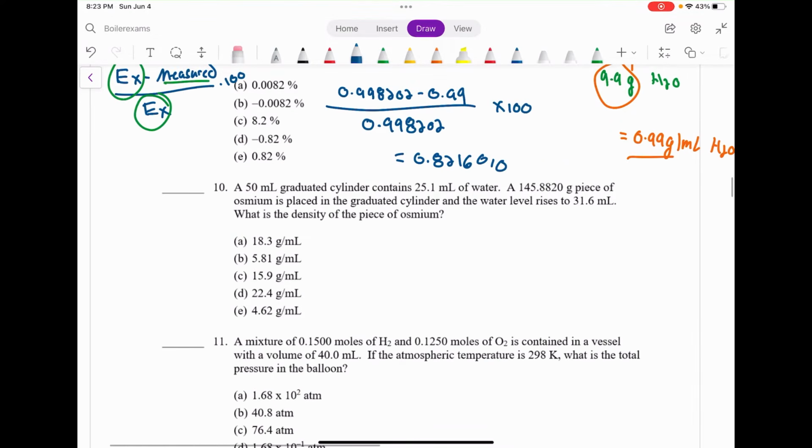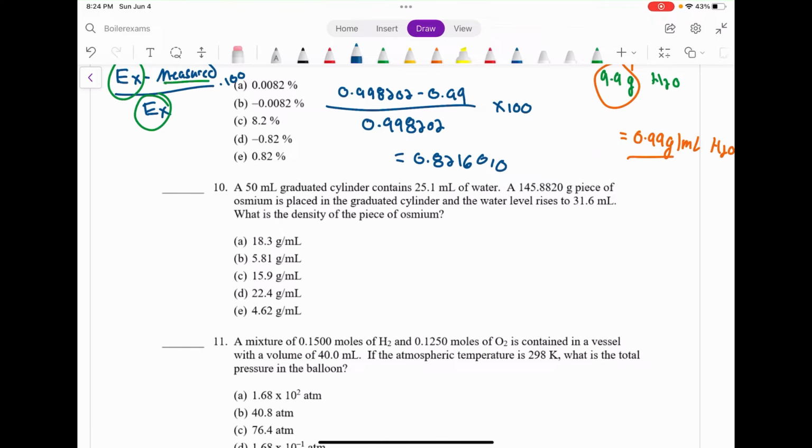Okay, problem 10. A 50 milliliter graduated cylinder contains 25.1 milliliters of water. A 145.8820 gram piece of osmium is placed in the graduated cylinder, and the water level rises to that number. What is the density of the piece of osmium?